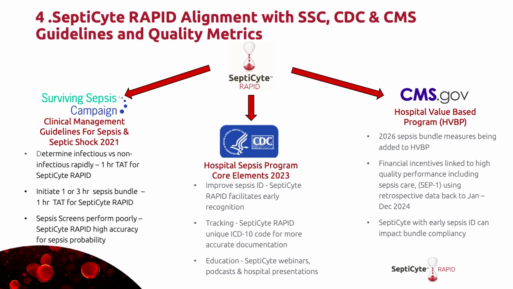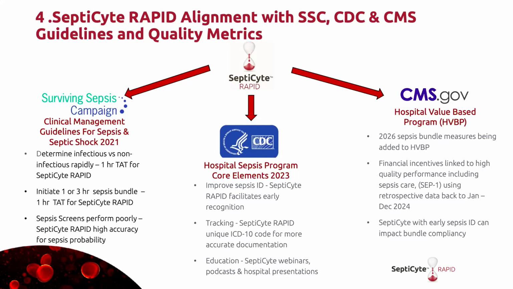Recently, the CDC recommended guidelines and core elements that should be included in a sepsis management program, and Septicyte Rapid can help with that process from the standpoint of Septicyte Rapid facilitates early recognition. Septicyte Rapid also has a unique ICD-10 code, which allows you to accurately document sepsis, improving epidemiological evaluation of the frequency and occurrence of sepsis within your institution. Also, Septicyte Rapid educational processes. We as a group supported multiple webinars and podcasts and hospital presentations to improve that educational process.